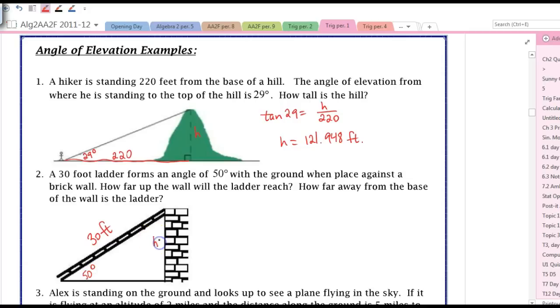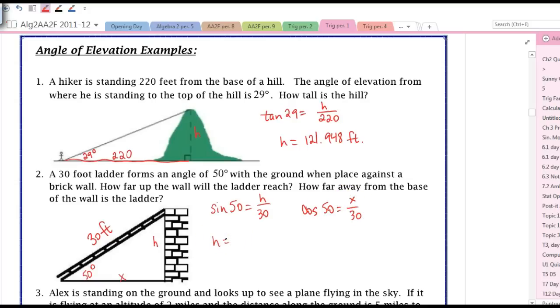We'll call that H. And how far away from the base of the wall is the ladder? I'm going to call that X. So I do know the hypotenuse. I got this angle. This is the angle of elevation, by the way, if you're standing at the base of the ladder. And if we want H, we're going to use sine. So sine of 50 equals H over 30. And if we want the distance away from the wall, the X, we would use cosine. So in that case, cosine of 50 equals X over 30.